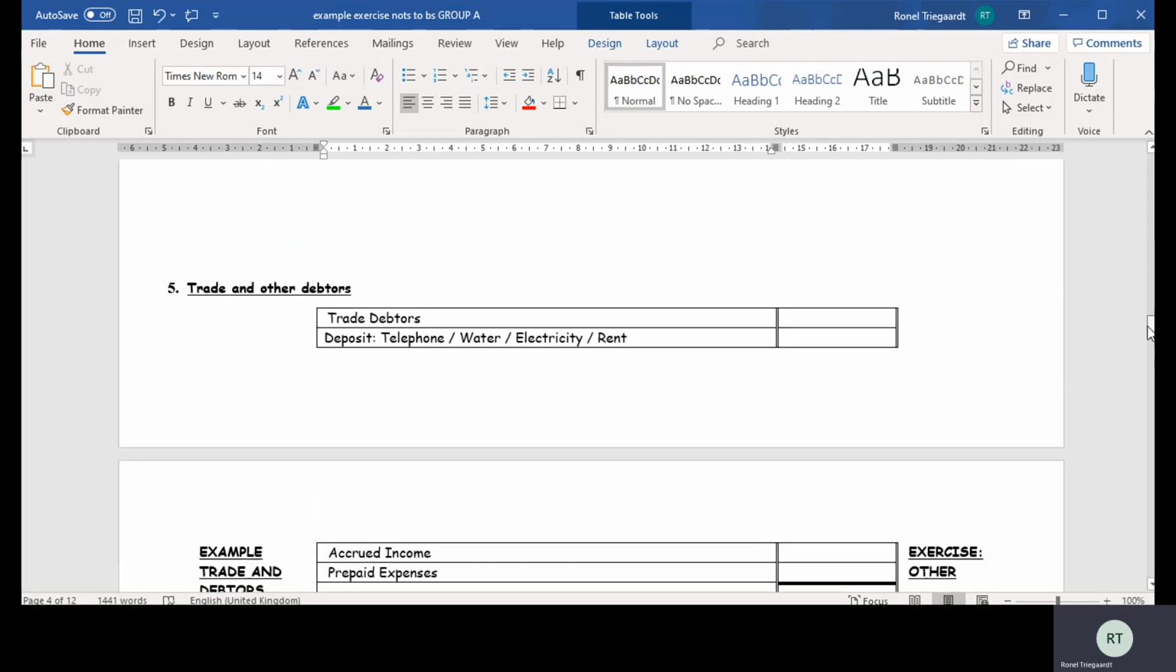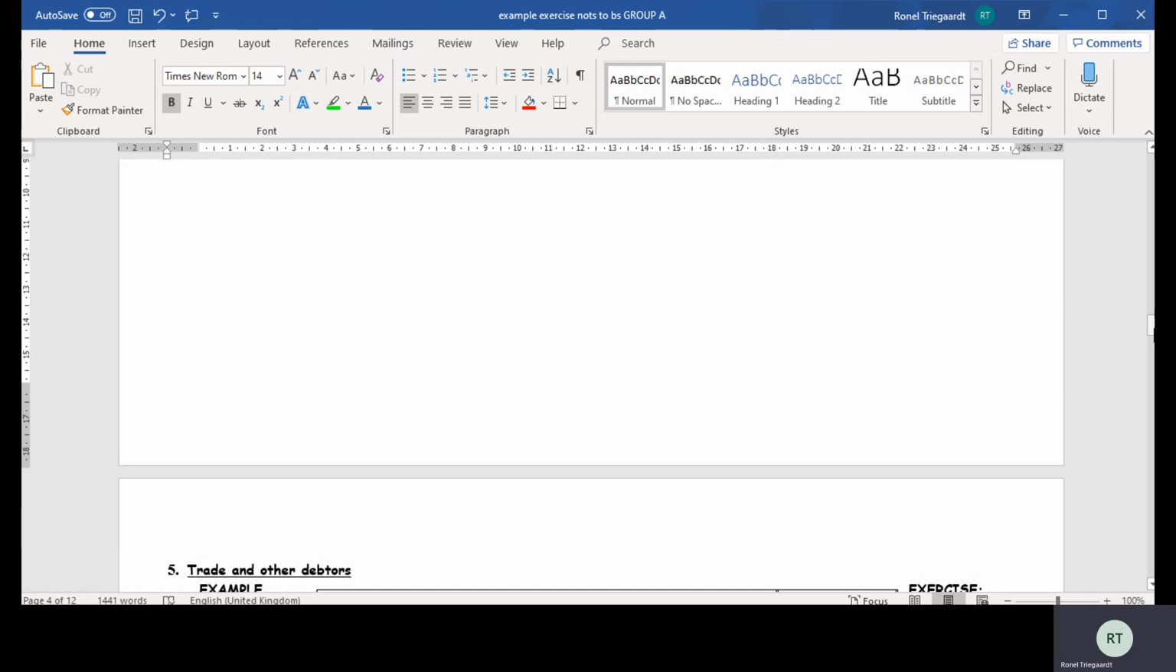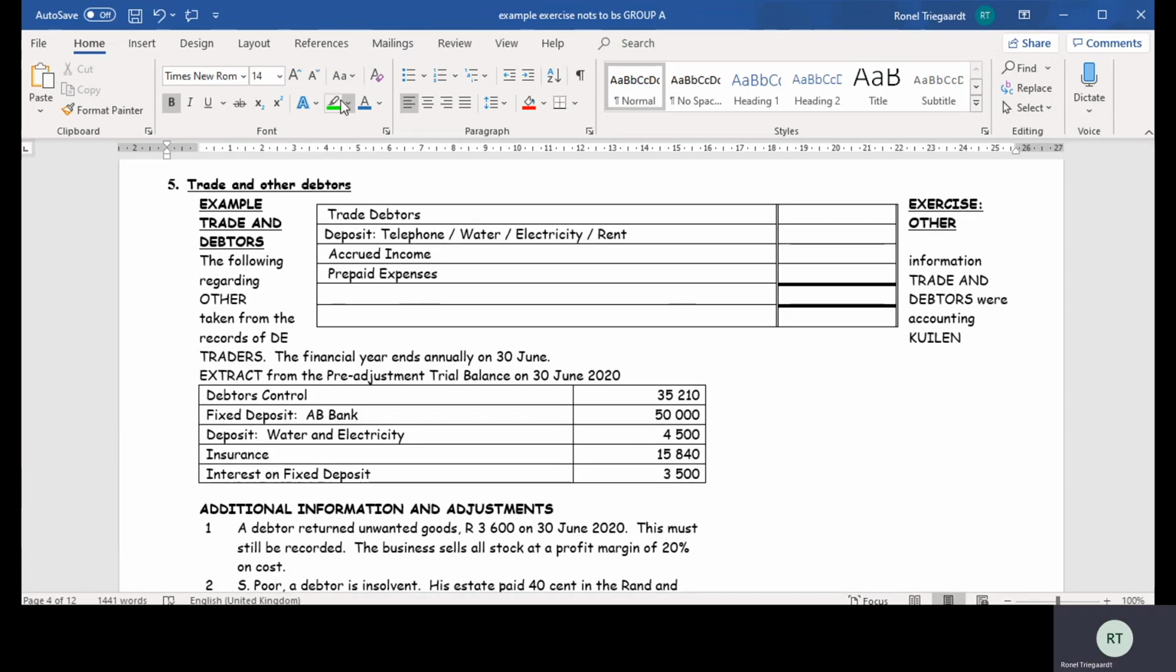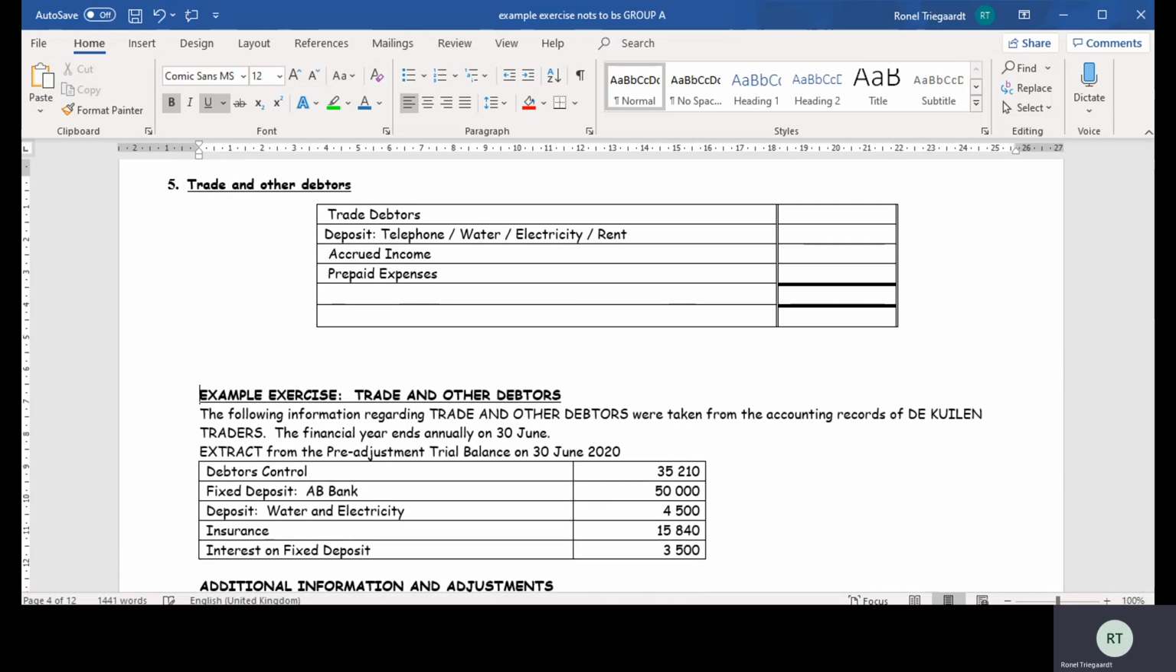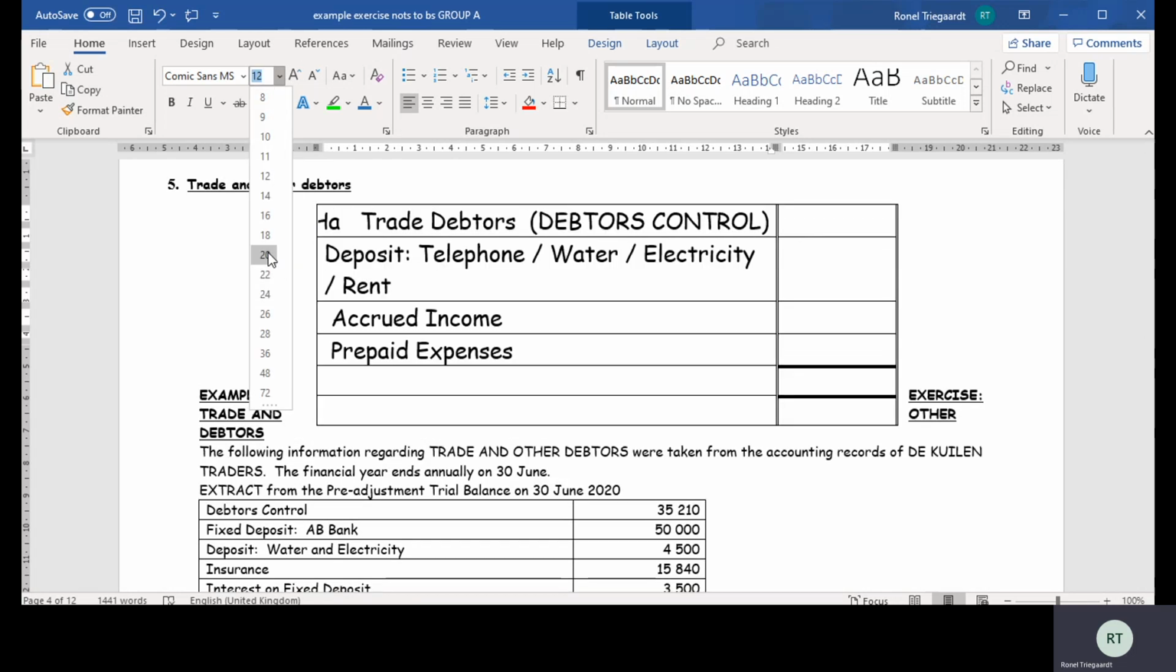Next adjustment is the one for trade and other debtors. First, let's see. You know that debtors are anybody that owes us money. Now let's figure out first what it is. Trade debtors is a fancy word for debtors control. So trade debtors is basically the balance in your debtors control account. Are you fine? Trade debtors is just a fancy word for debtors control. That's all. It's not a new concept, it's just a new term.